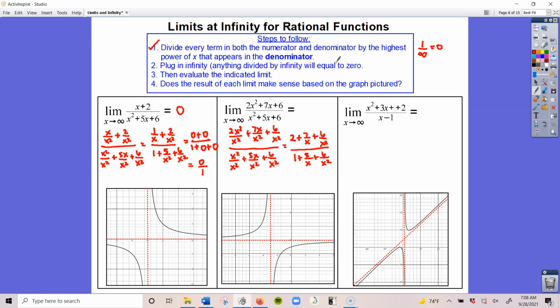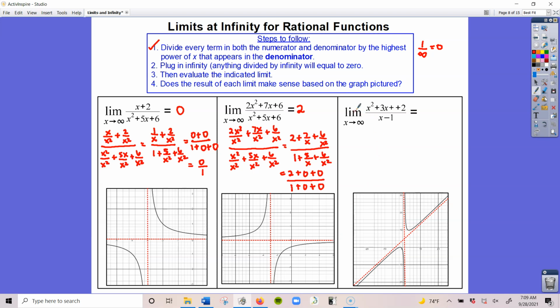So that was step one. Now we're going to plug in infinity and make sure that we write any zeros where zeros would apply. So this is 2 plus 7 over infinity, which is 0, plus 6 over infinity squared, which is 0, over 1, plus 5 over infinity, 0, plus 6 over infinity squared, 0. So what we have in the numerator is 2 over 1. So this answer is 2. And if you look at the graph, I know it's very small, but we have a horizontal asymptote at y is equal to 2.